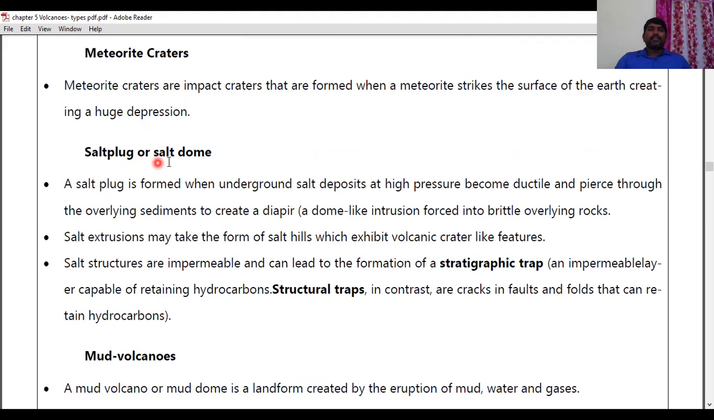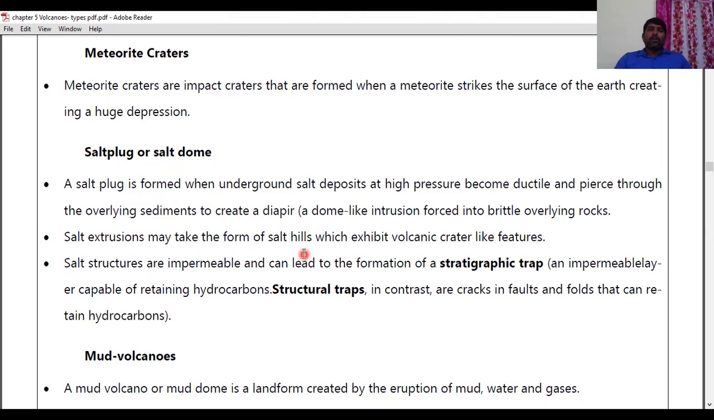And the salt plug or salt dome. A salt plug is formed when underground salt deposits at high pressure become ductile and pierce through the overlying sediments to create a dome-like intrusion forced into the brittle overlying rocks. Salt domes may take the form of salt hills, which exhibit volcanic crater-like features.